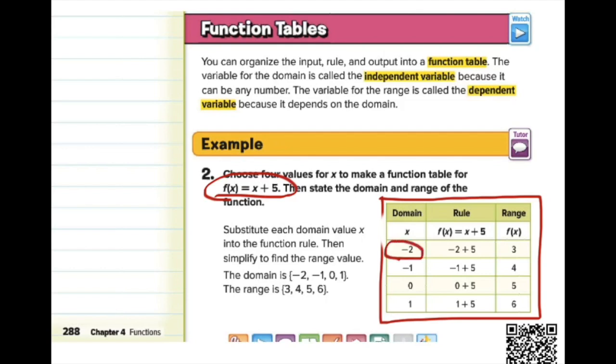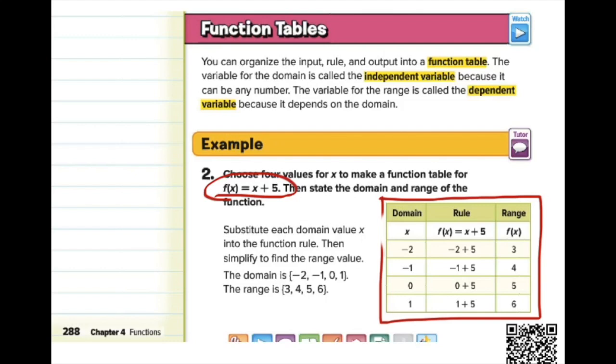Okay, so let's take a look at our first domain. Our first domain was a -2. So instead of the x, I replaced it with a -2. -2 plus 5 equals 3. So I input a -2, run it through the formula, and I output a 3. Okay? So all that's happening is I'm taking the domain values, plugging them into the formula or into the equation, and I'm getting out the range.